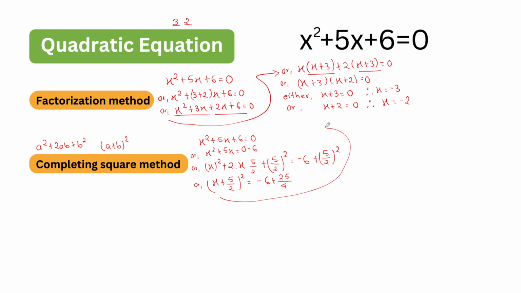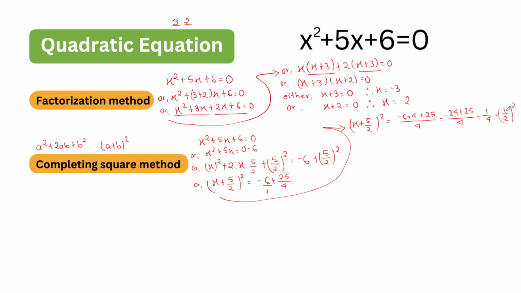Let's solve it here. (x plus 5 upon 2) square is equal to minus 6 plus 25 upon 4. Minus 6 has 1 as denominator, so we will multiply minus 6 by 4 to get 4 as denominator. So minus 6 times 4 plus 25 upon 4, and we get minus 24 plus 25 upon 4, which is 1 by 4, and 1 by 4 is equal to (1 by 2) whole square.